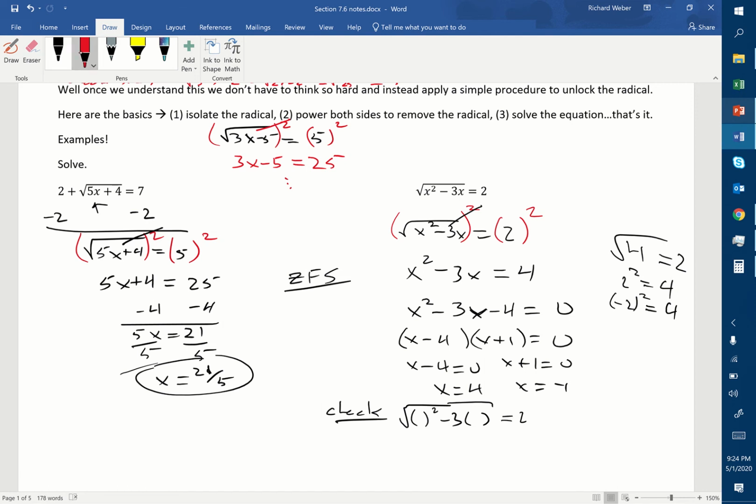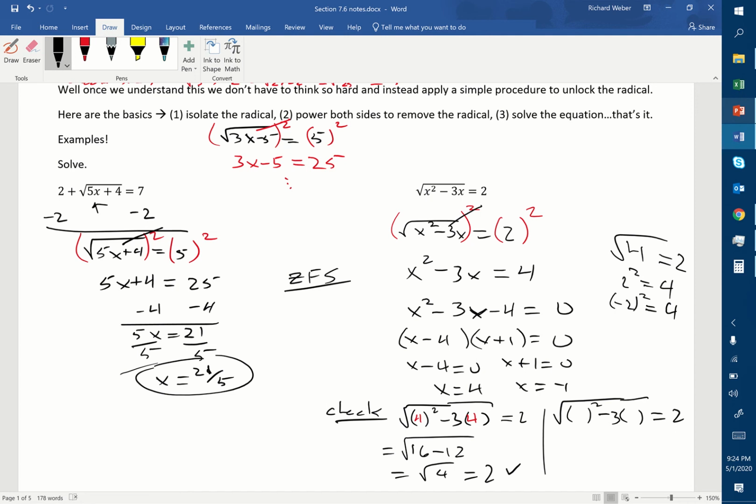Our first check is the number 4. And you don't have to spend a lot of time on it. You just got to be deliberate. You go, that's 16 minus 12. Okay, that's the square root of 4. Yep, that's 2. That one works. Isn't that neat? Over here, square root of x squared minus 3 times x should get 2.